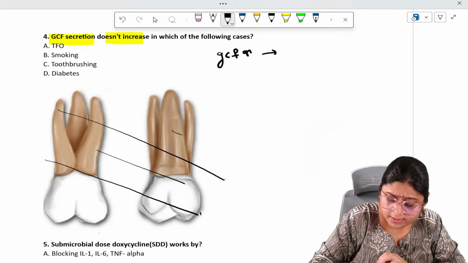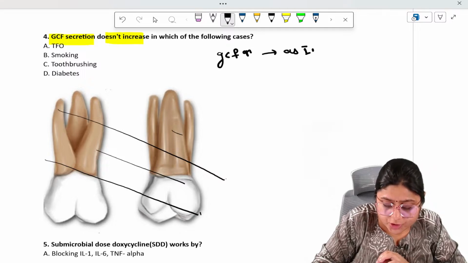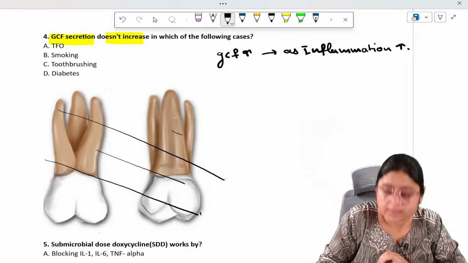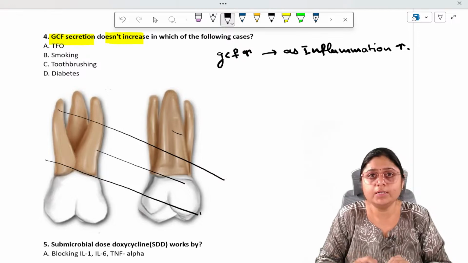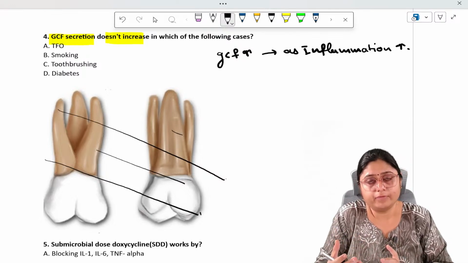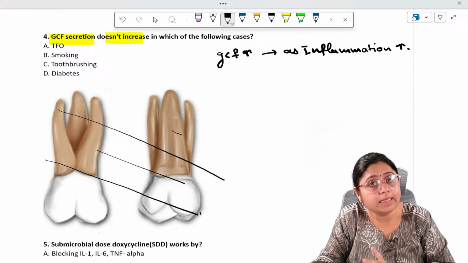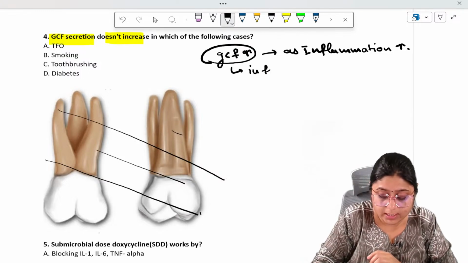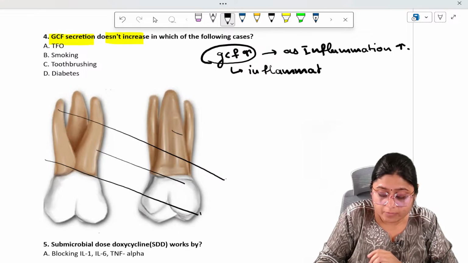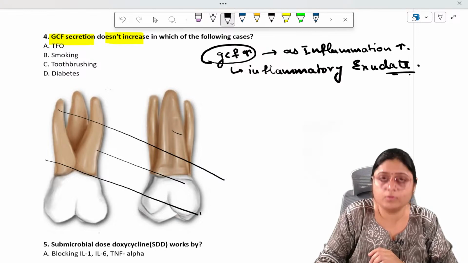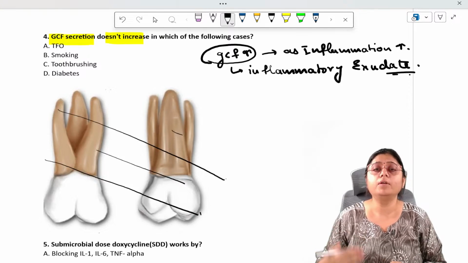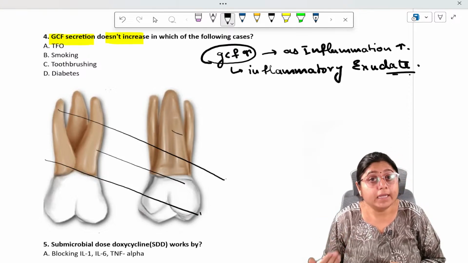GCF increases as inflammation increases. Okay, as the inflammation increases, the flow of GCF, gingival crevicular fluid, increases. What is GCF? This is another question which is asked. It is an inflammatory exudate. Okay, so GCF is an inflammatory exudate. So as the inflammation increases, the gingival crevicular fluid increases.